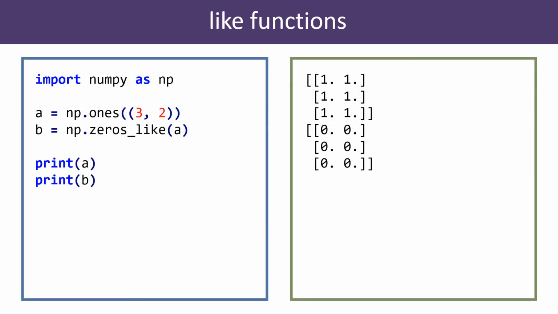Here is an example. We first use the ones function to create an array A with shape 3x2 and type float64. We then use zeros_like to create a second array. We pass in array A so that the new array will have the same shape and type as before, but the new array will be filled with zeros.